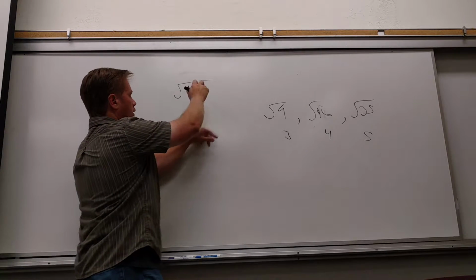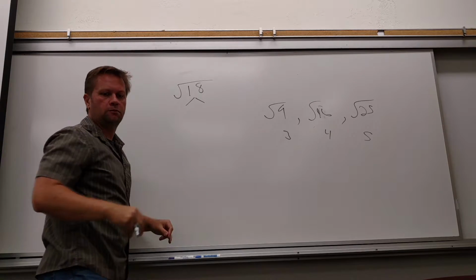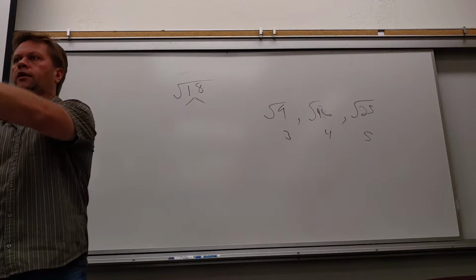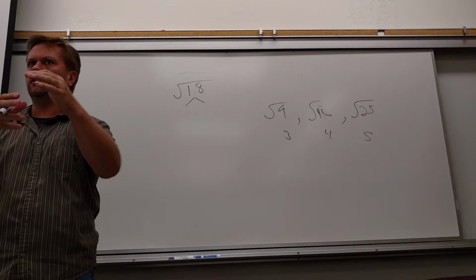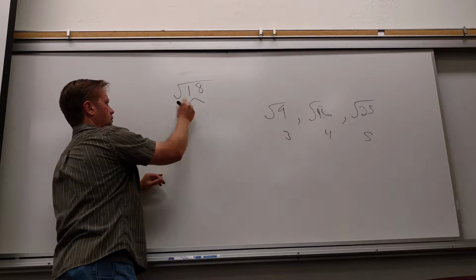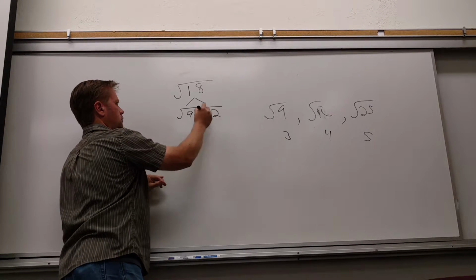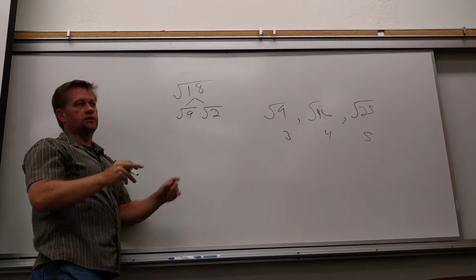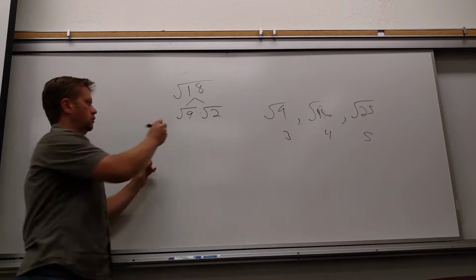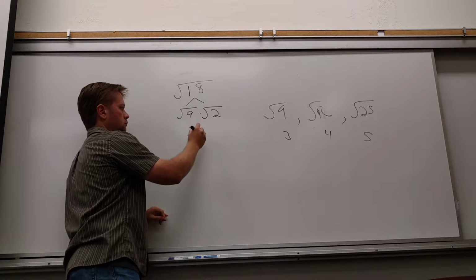Alright. So here, what I can do is split that up into a product of two things. Part of it I can do, and the rest of it has to stay. So how can I break 18 up? Yeah, 9 and 2. Isn't that 18? And what is the square root of 9? 3. And what is the square root of 2? I don't know.